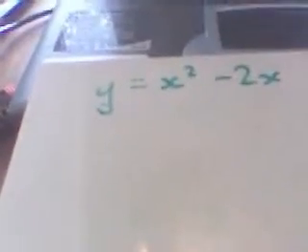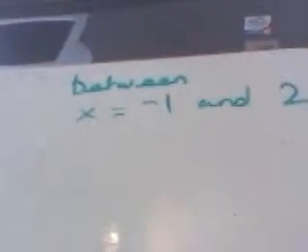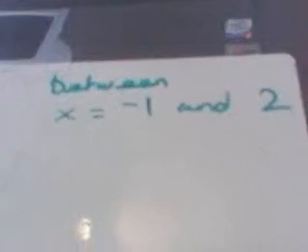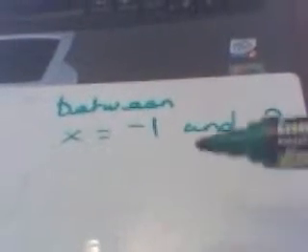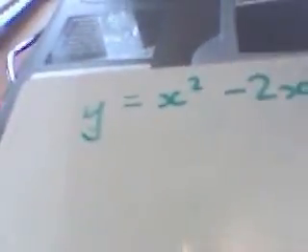Okay, your task is to find the area under the curve of x squared minus 2x between x equals negative 1 and 2. So first of all, you're going to have to sketch the curve and see where it crosses the x-axis, and then you're going to have to find out the area. Good luck. Press pause and off you go.